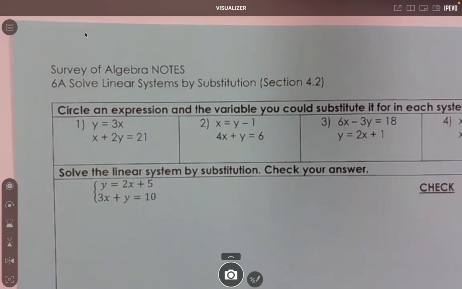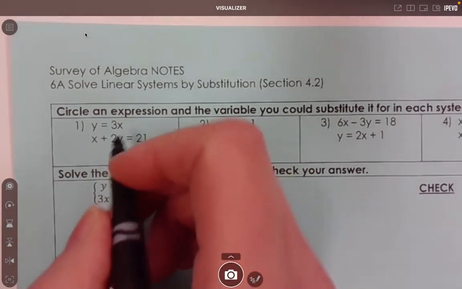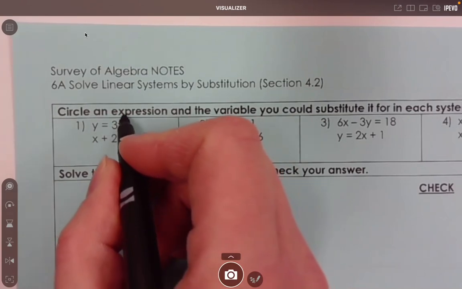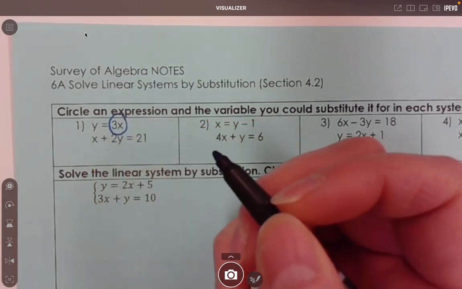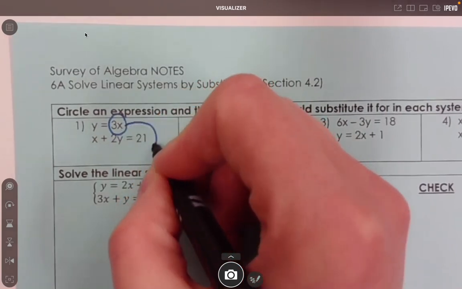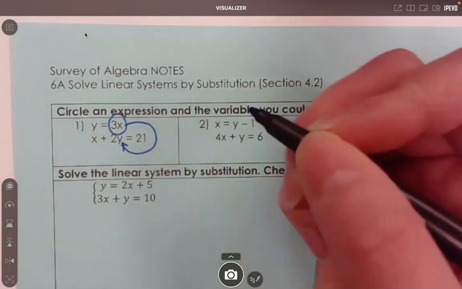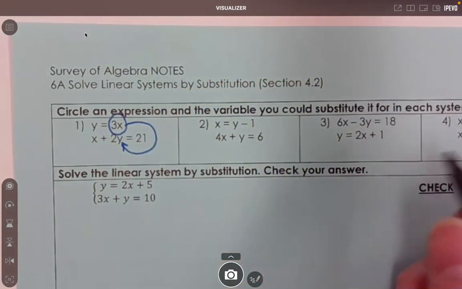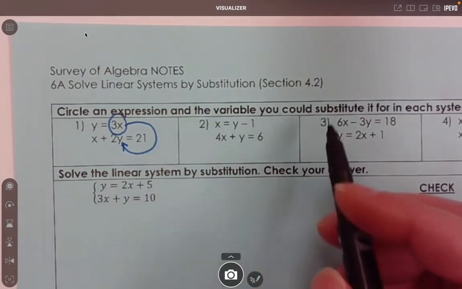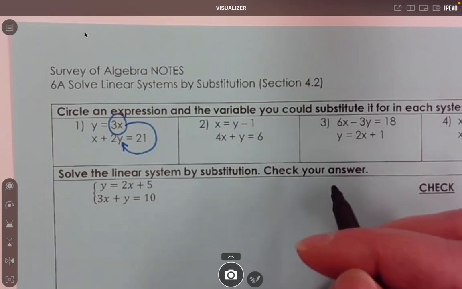For the first couple, we're just going to play around with this idea. I usually have students read this out loud, and we'll say y is equal to 3x. Because y is equal to 3x, we can substitute the 3x for the y in the other equation. All we're doing for these first four is circling an expression and the variable we could substitute for in each system.